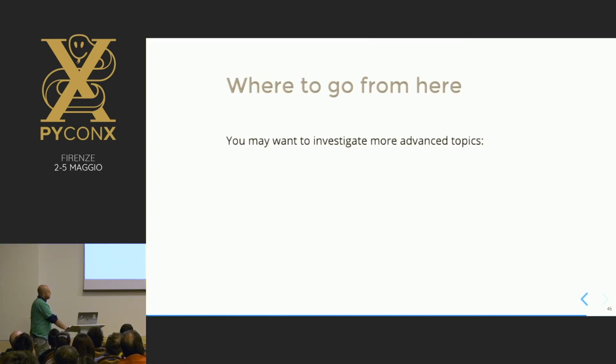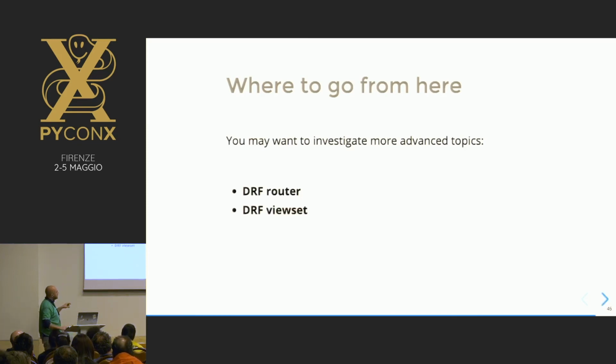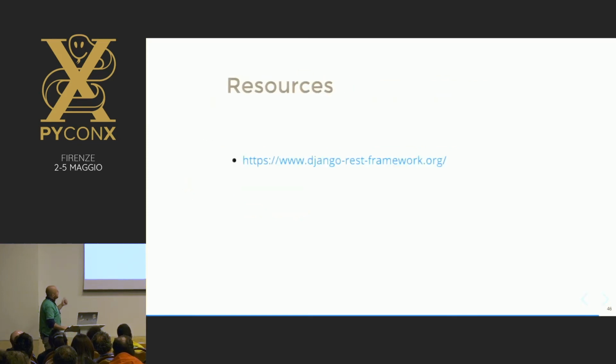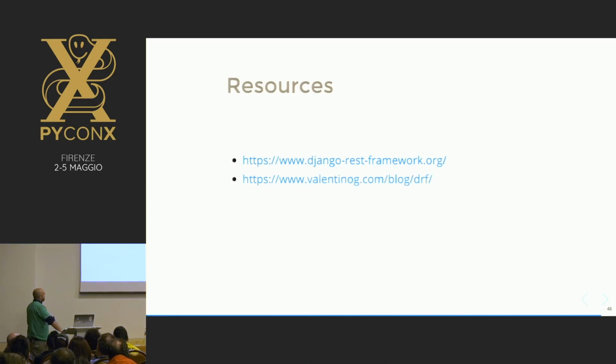Where to go from here? If you're a beginner, you may want to investigate more advanced topics like the DRF router, which gives you the possibility to specify just the resources you want to expose. So let's say you have a user model and you want to expose all the endpoints for that user: post, get, put, delete. You can use a DRF router in combination with a viewset.